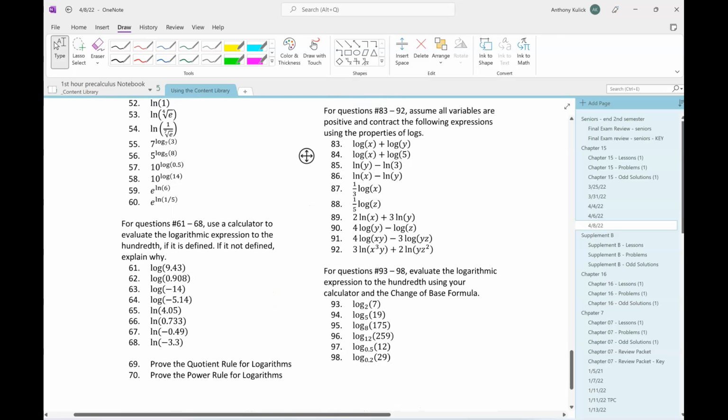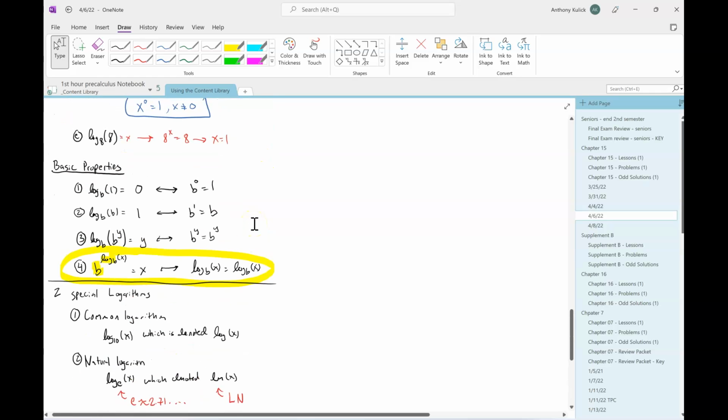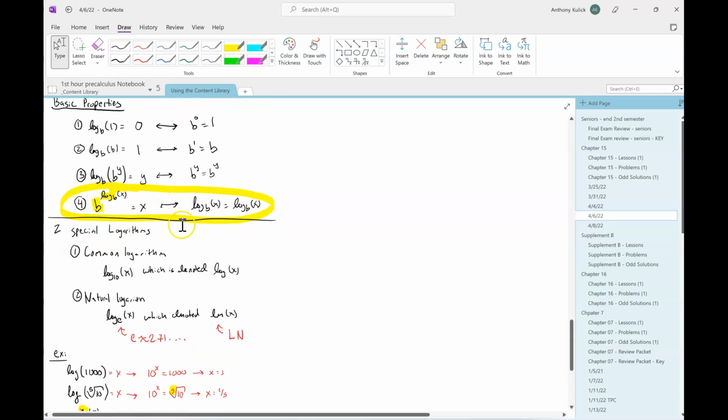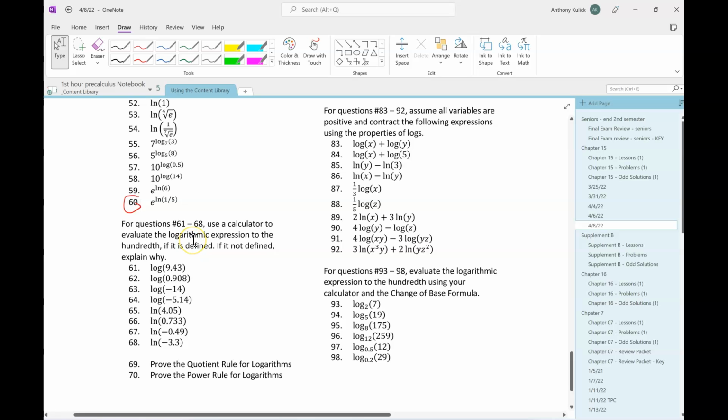All right, 60. Okay. So this says e to the ln of 1/5. What I'm going to go back and reference here, yesterday, is this property 4 that I've highlighted here in yellow. So this says b to the log base b of x is just x. So that's the property that I'm going to be using for this problem, because what is the base for the logarithm ln? It's not 10, it's e.